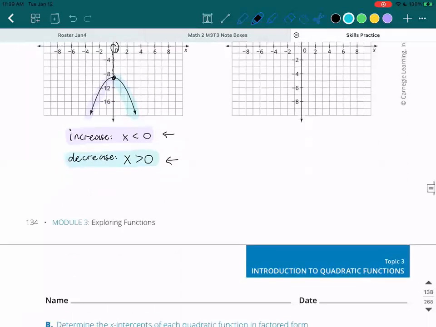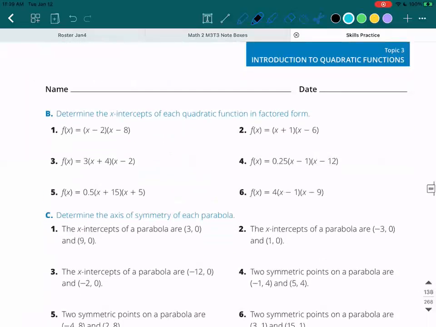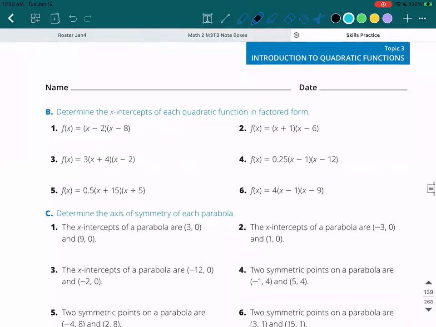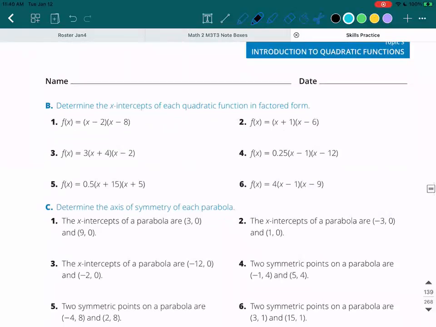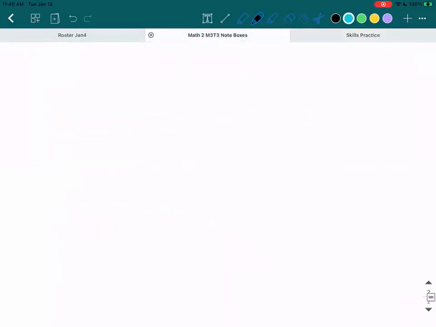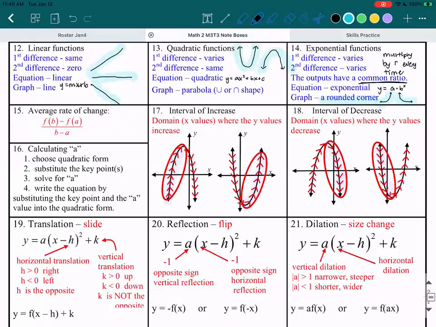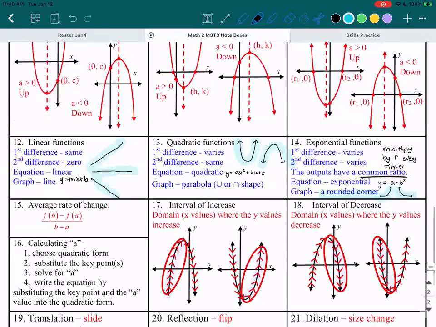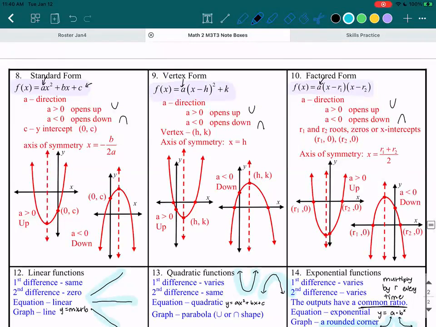Let's scroll down, and now we're on part B. It says, determine the x-intercepts of each quadratic function in factored form. So as you can see, all of these, 1, 2, 3, 4, 5, 6, they're all given in factored form, and we want to find the x-intercepts. So I want to show you on our notes. I know we already went over the notes, but I want to show you where to find that in our notes boxes so that later on, when you're doing it on your own, you'll remember to look at the notes because it's in the notes.